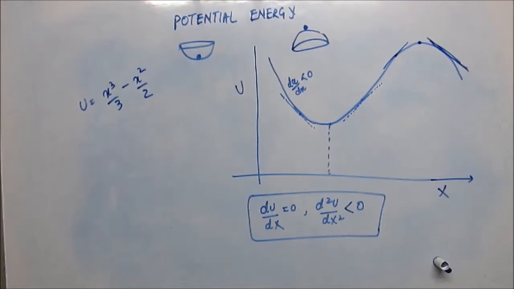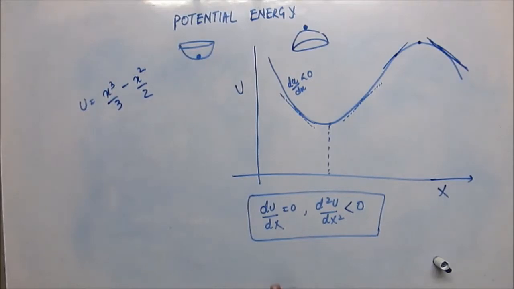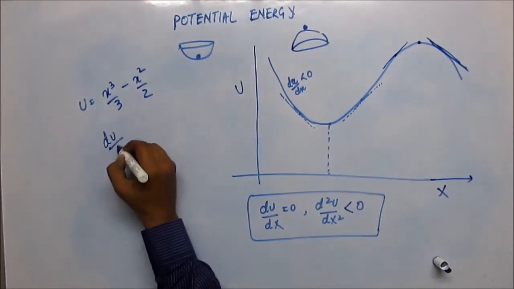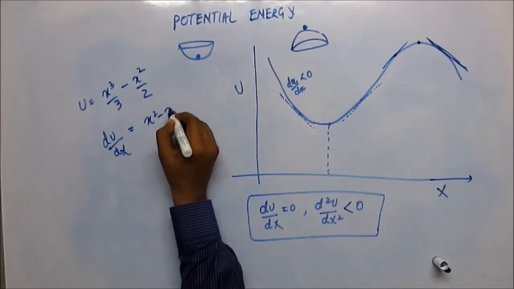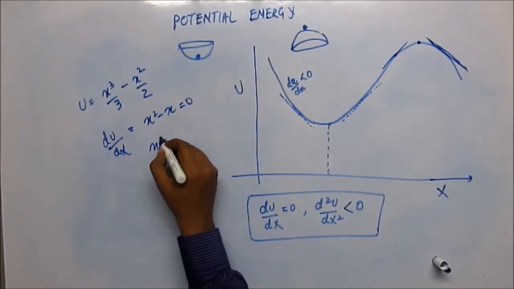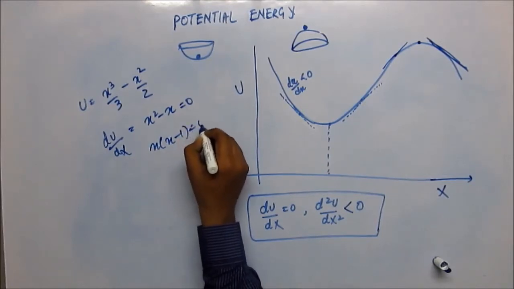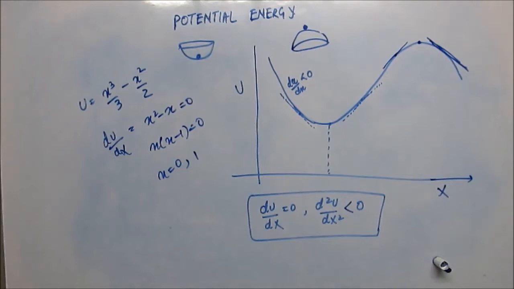Please do it. The first thing, whether stable or unstable equilibrium, this will hold true. So let's find the points which satisfy this condition: dU by dx is 0. dU by dx is equal to x squared minus x. Now for this to be 0, either x is 0 or x is equal to 1.